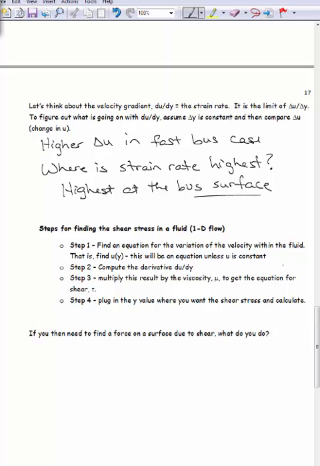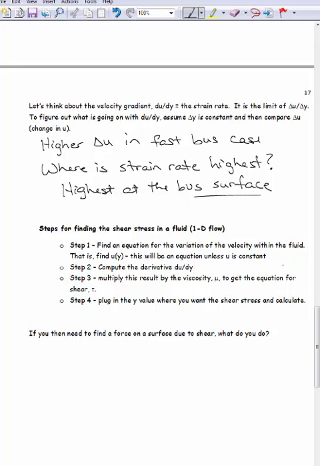Okay, so let's say we have a velocity as a function of y. So we have that velocity profile. What we're going to do is take its derivative, multiply it by viscosity mu, and then we'll have our shear stress tau. If we want shear stress at the wall, now plug in y wherever the wall is, and you have your answer for shear stress.